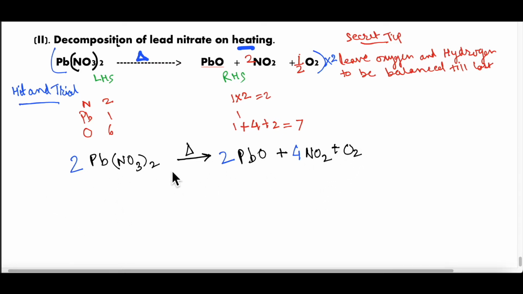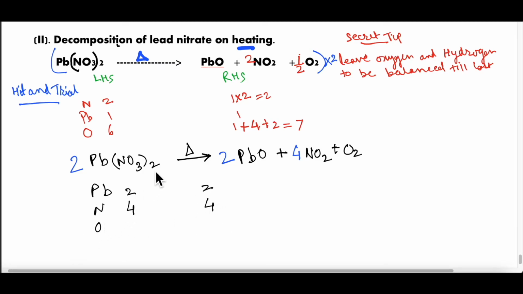Now back to the basic step. That is, whenever you make any changes on any of the sides of the chemical equation, we have to always recheck both the sides. So on rechecking, it is observed that we have 2 atoms of lead on the reactant side and 2 atoms of lead on the product side. And for this nitrogen, we have 2 times 2, that is 4 nitrogen atoms on the reactant side, and 1 times 4, that is 4 nitrogen atoms on the product side.